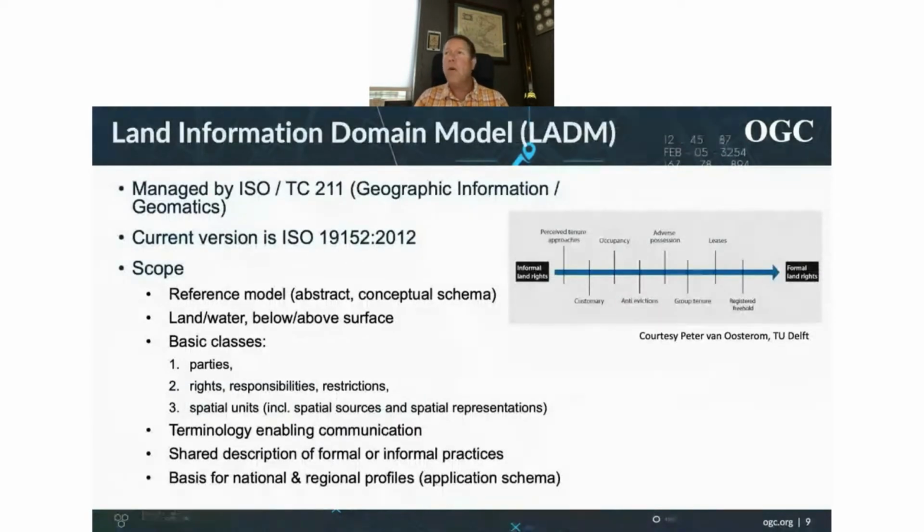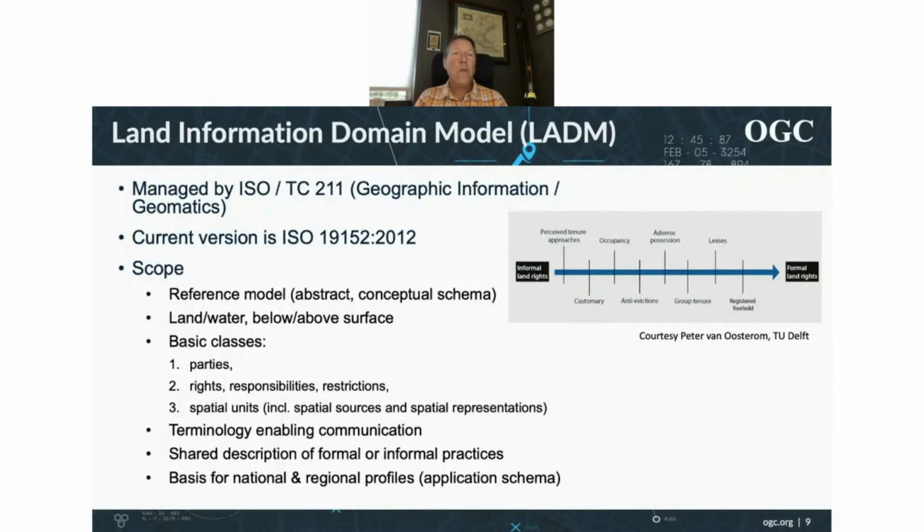By far the most important and the most commonly used and referenced is something referred to as LADM, the Land Administration Domain Model. This is administered by ISO under their Technical Committee 211, Geographic Information, so ISO TC 211. A lot of you know it, you use their standards already. The current version was released in 2012. It's now under rework.